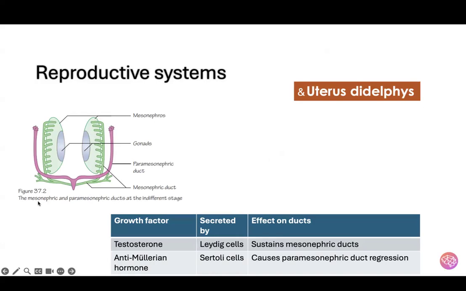So this is another representation of the individual ducts. And this is just showing the actual active testosterone component, which facilitates these effects.